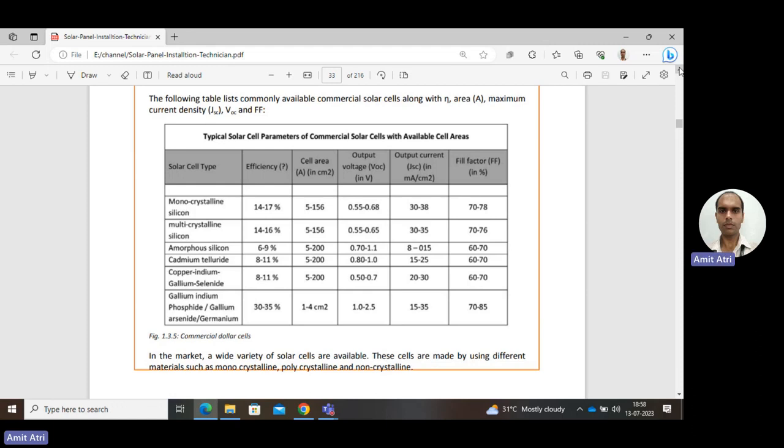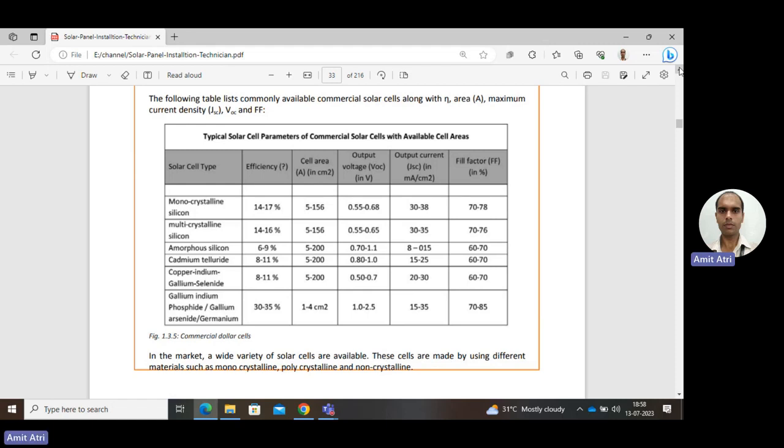Next, amorphous silicon, efficiency 6 to 9%, cell area 5 to 200 centimeter square. Then open circuit voltage 0.7 to 1.1 volt, and current 8 to 0. No, not 0. It is 15 milliampere per centimeter square. Fill factor 60 to 70%. Cadmium telluride, efficiency 8 to 11%. Cell area similar to that of amorphous. Output voltage 0.8 to 1. Current 15 to 25 milliampere per centimeter square, and fill factor similar, 60 to 70%.